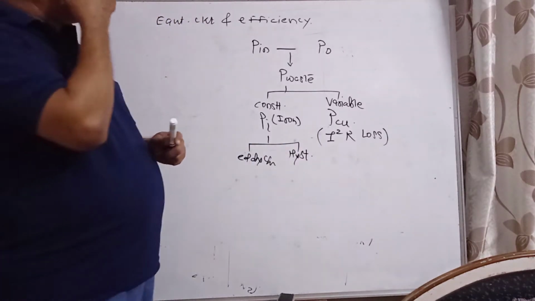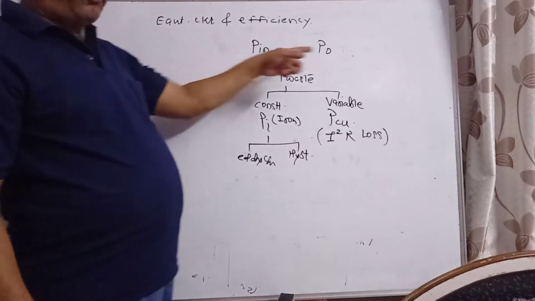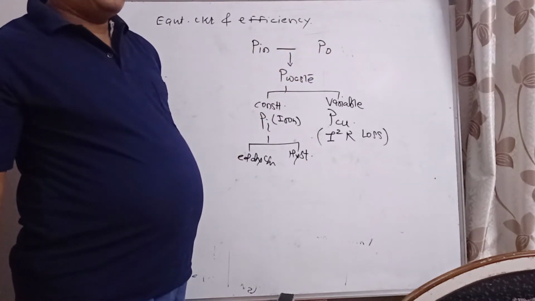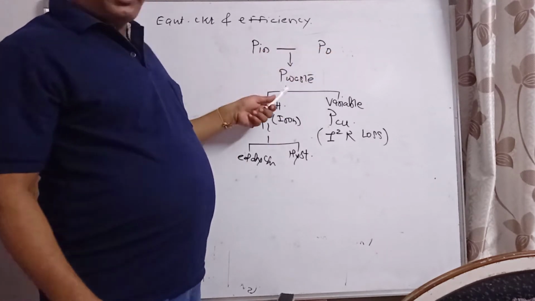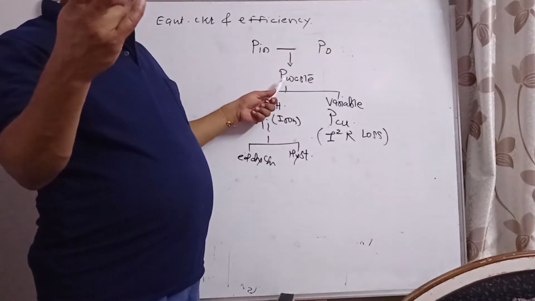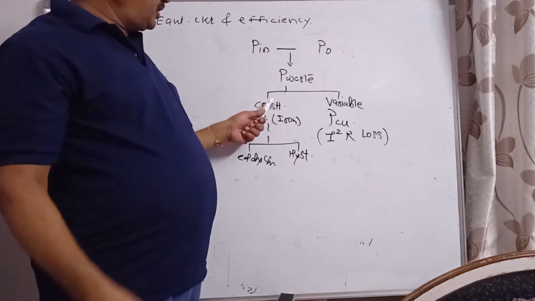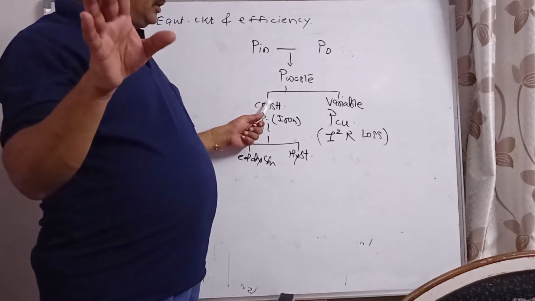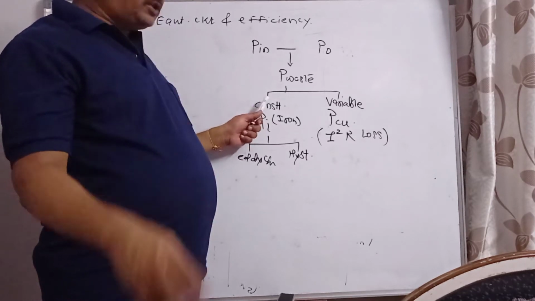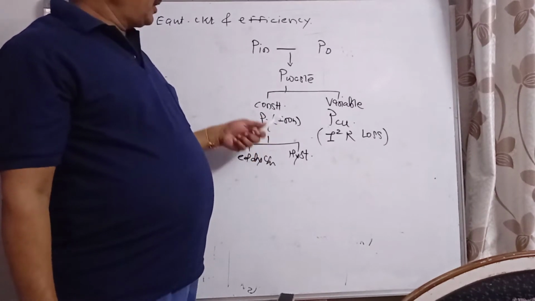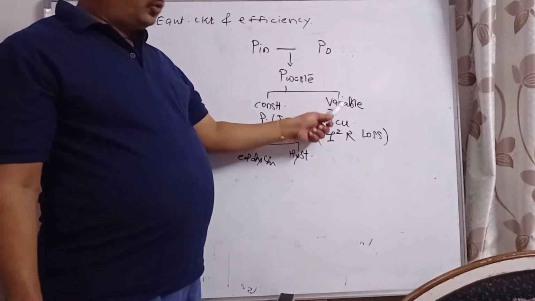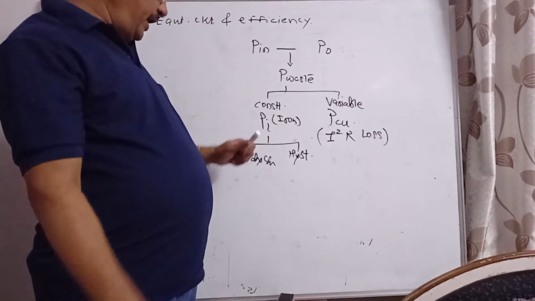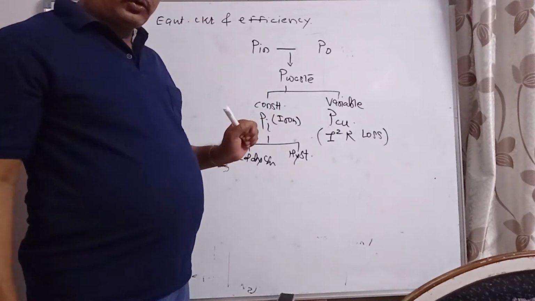So this is the power flow diagram. Input power is produced in the transformer. While reaching the output, some power is wasted. There are two types of loss: constant loss, known as iron loss, and variable loss, known as copper loss. Constant loss consists of two parameters: eddy current loss and hysteresis loss.